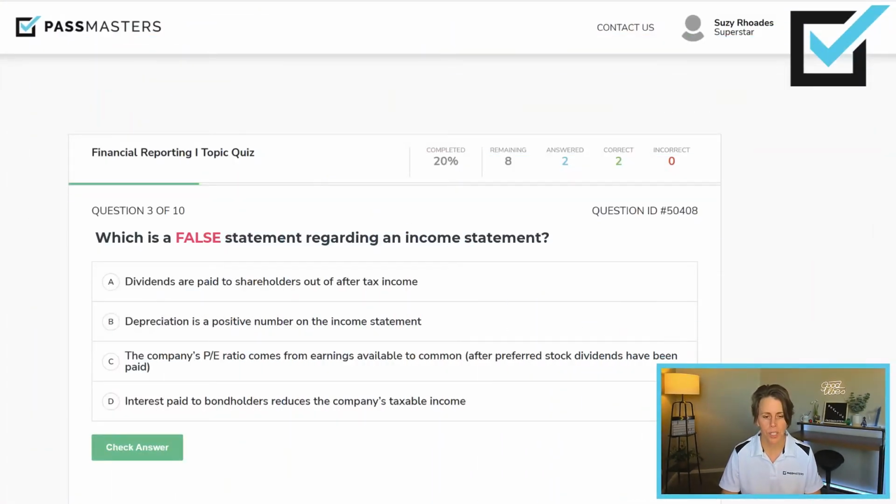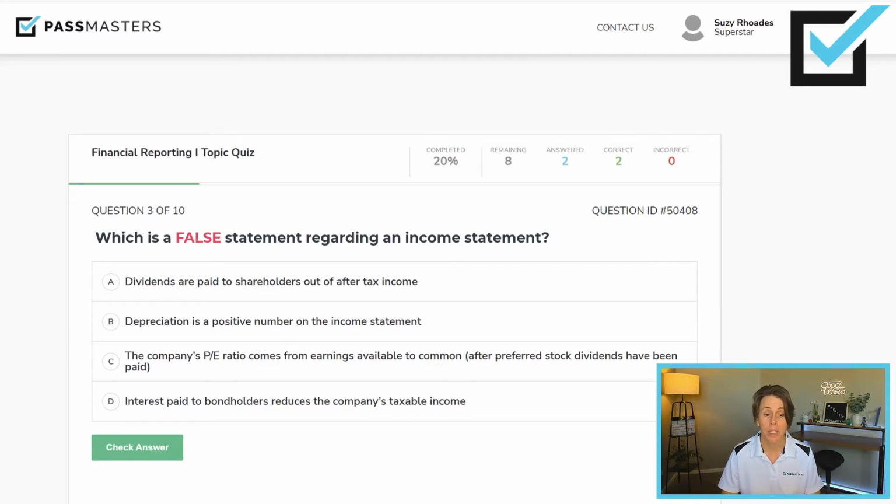Dividends are paid to shareholders out of after-tax income. Yes. So taxes are paid first and then dividends are paid. That's a true statement. Depreciation is a positive number on the income statement. No, depreciation is an expense on the income statement. So far we have true, false.